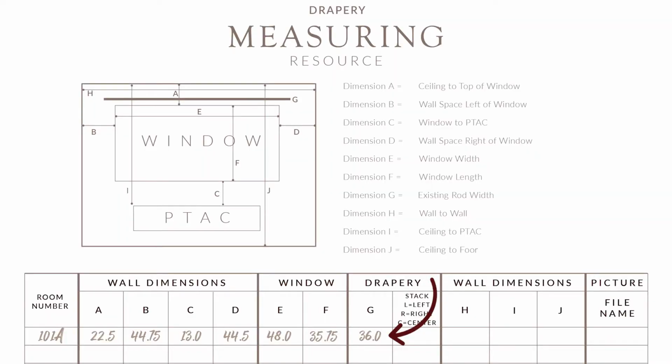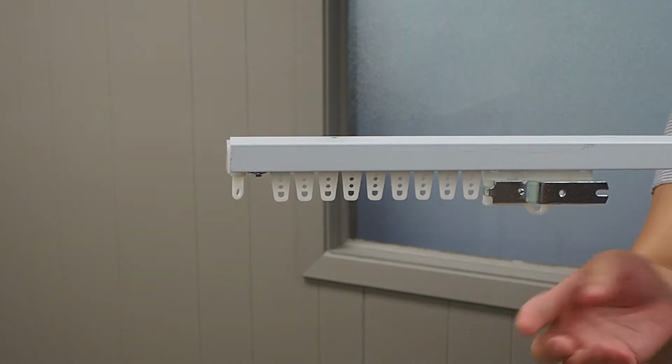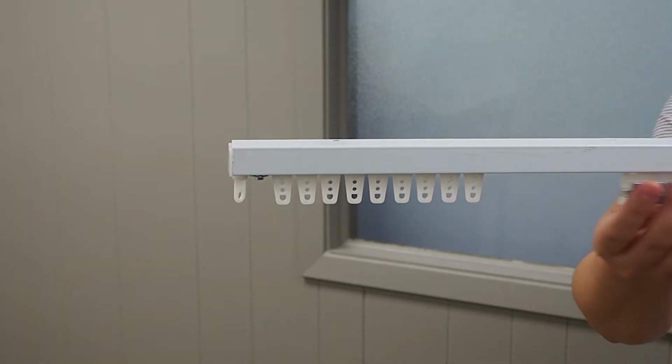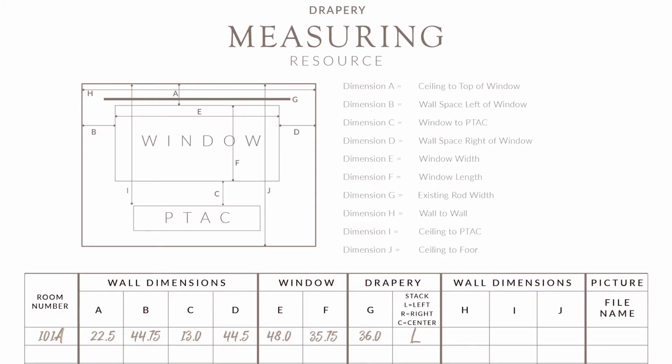You'll also want to notate the existing drapery stack, which could be a left, a right, or center open. To find this, you'll look at what side the master carrier is on. Or, if it's a center open, you'll have two masters on the same track. On this piece of hardware, our master carrier is on the left side, so this is a left stacking treatment.